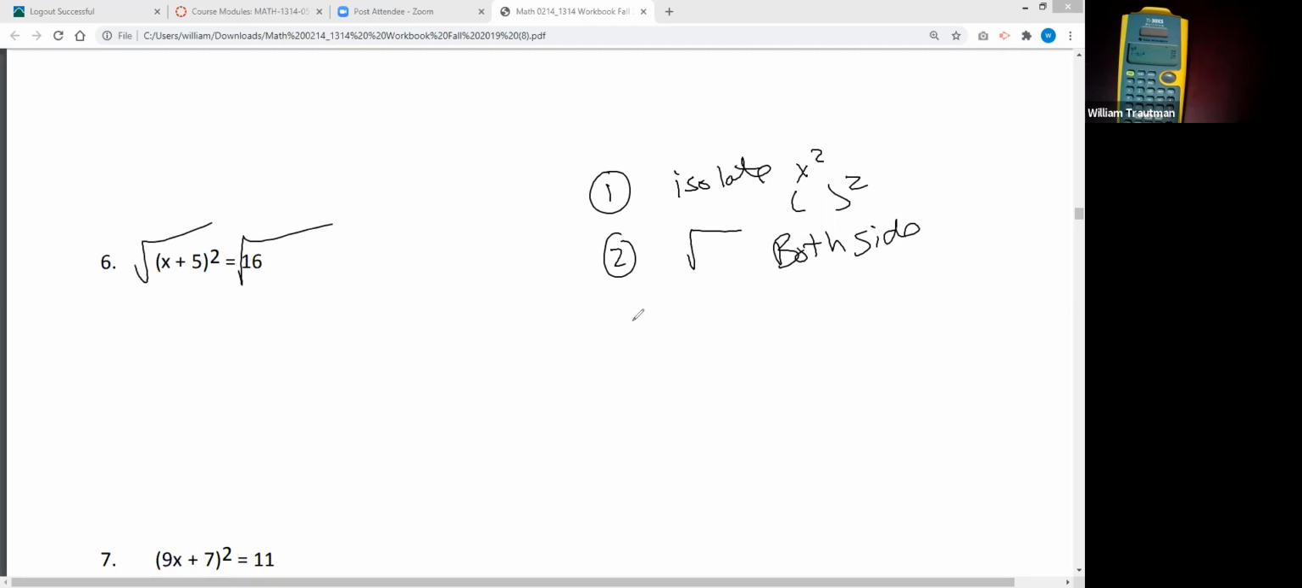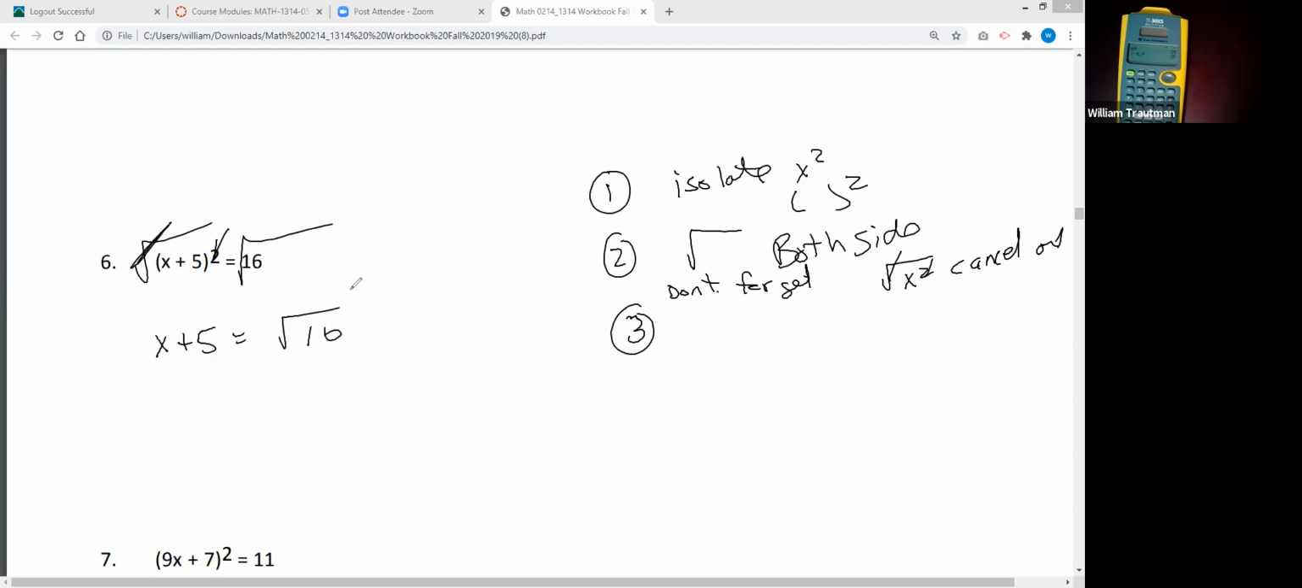Step 3, and don't forget, the square root and a square cancel out. So when I do that, I'm left with x plus 5 equals the square root of 16.